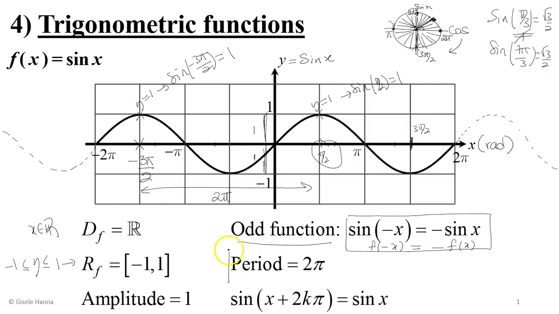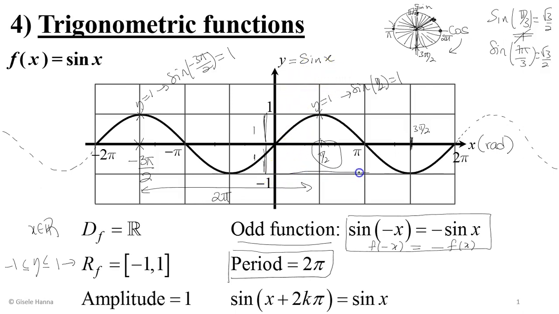Now, regarding the period of the function, we already know that sine is 2 pi periodic. So in fact, over here, you can see that whenever you consider an interval of length 2 pi, when you look at the interval of length 2 pi next to it, you'd observe the same curve.